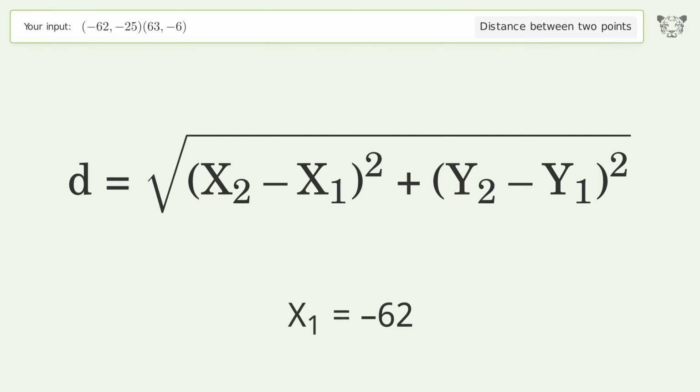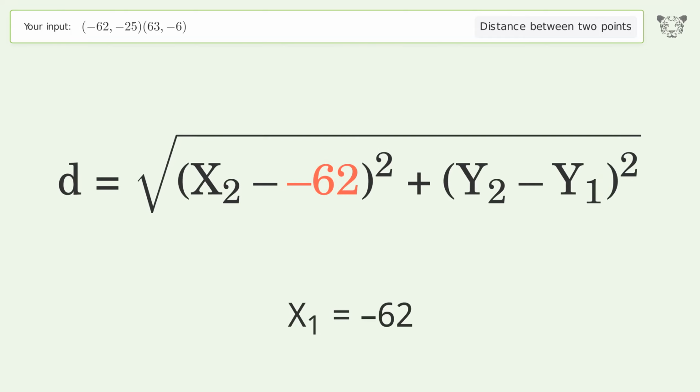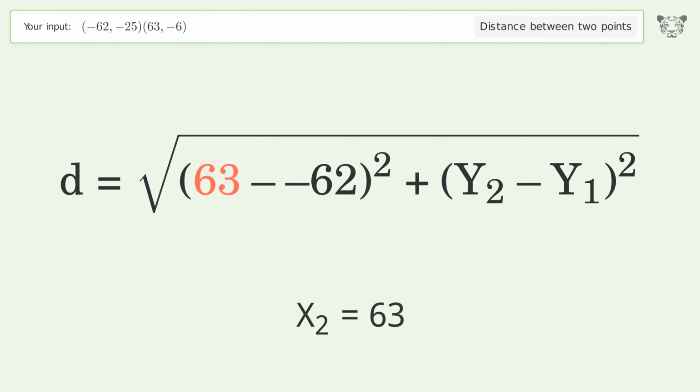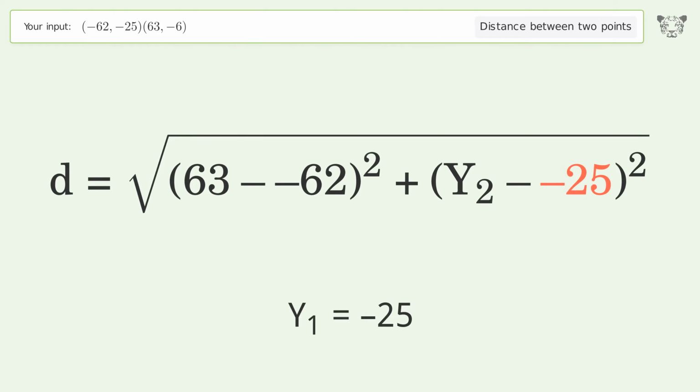x1 equals negative 62. x2 equals 63. y1 equals negative 25. y2 equals negative 6.